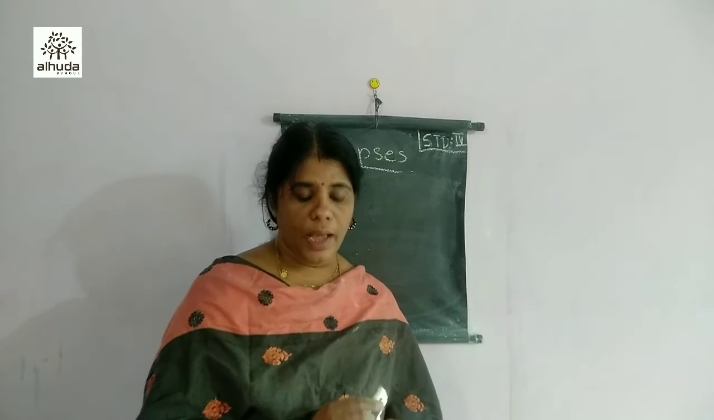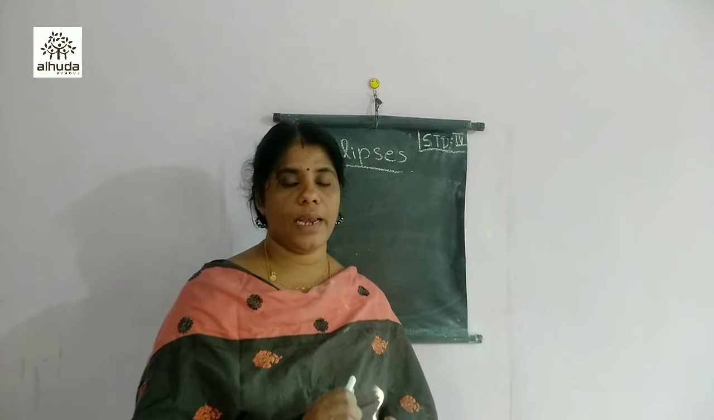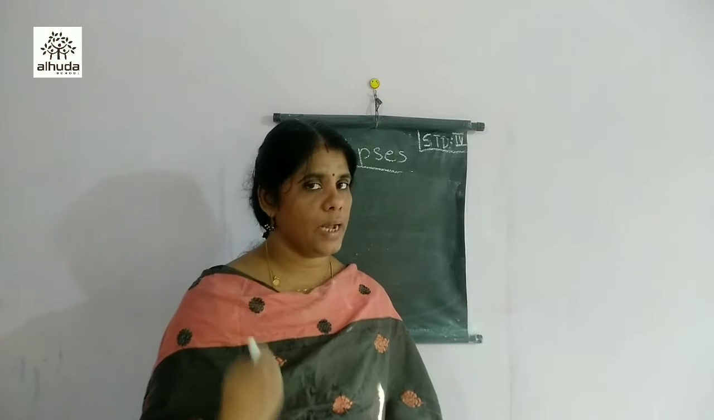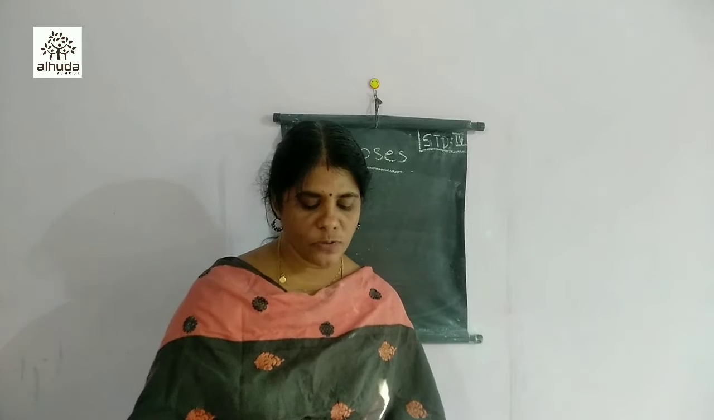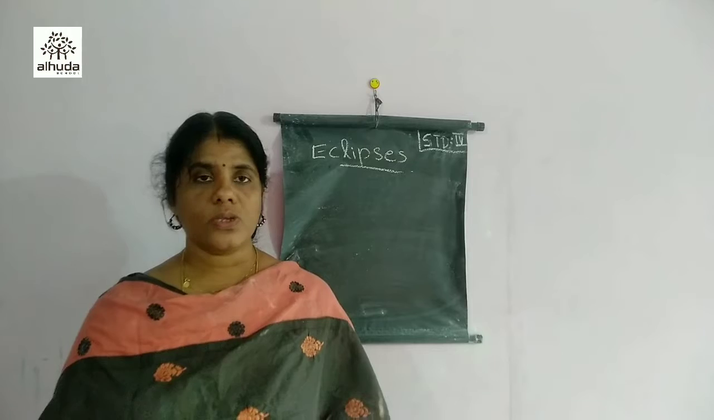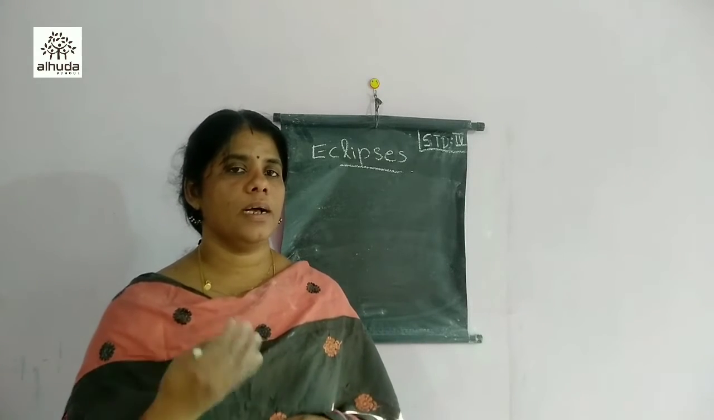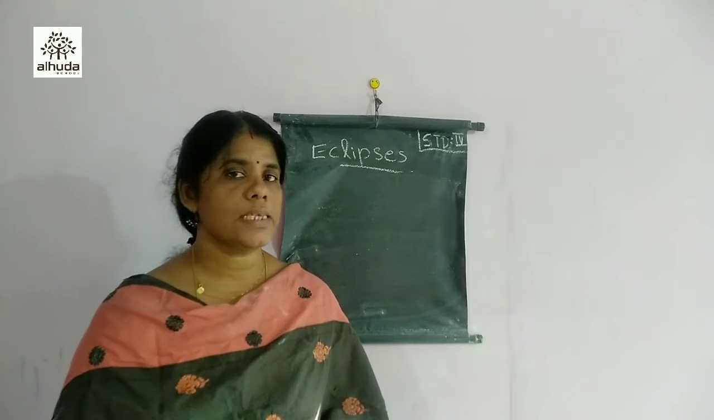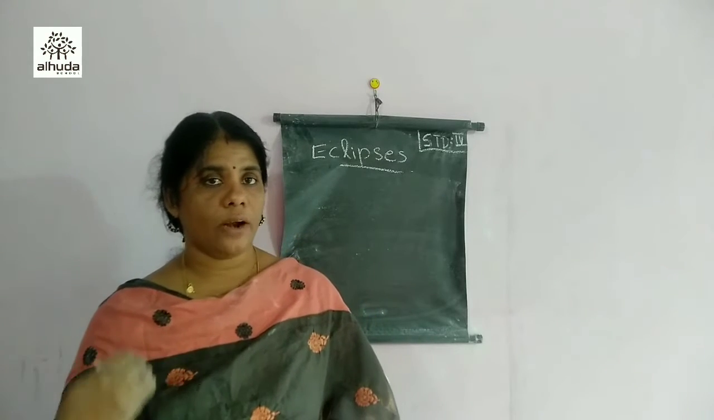Okay. And an eclipse occurs when Earth or the moon blocks the light coming from the sun. Because of this, a shadow is formed and either the sun or the moon seems to disappear for a short time. So this effect, for a short time, makes the sun and the moon disappear from the sky. That we call eclipses. So eclipses form due to the shadow effect.